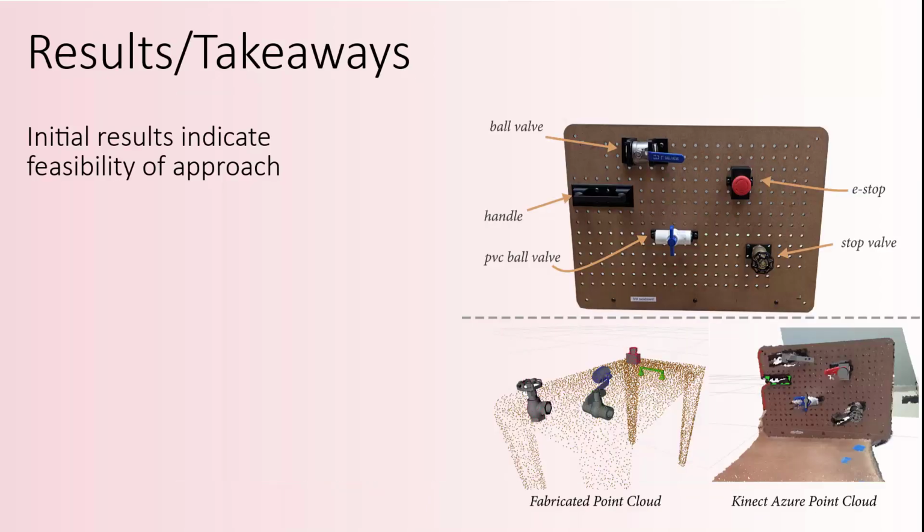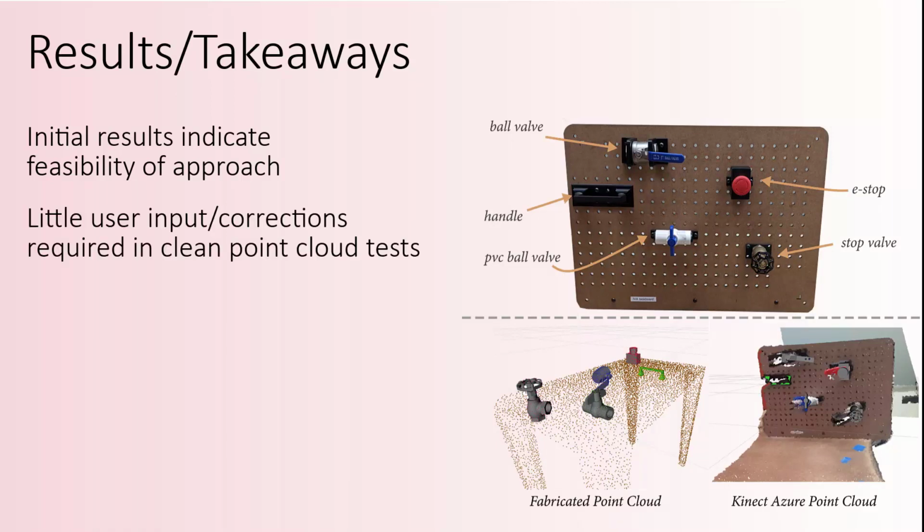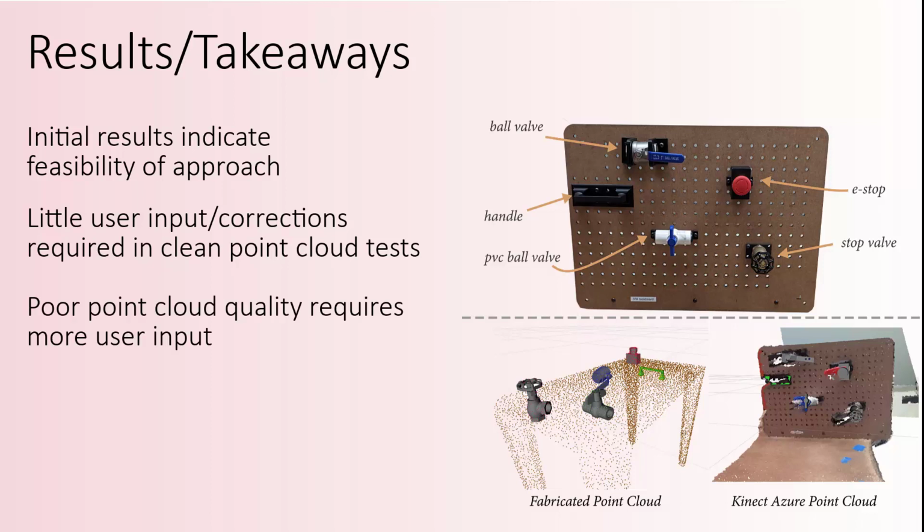Our preliminary results indicate the potential of our human-in-the-loop corrections approach. When testing the 5 objects in a fabricated point cloud, the system required 0 model changes and only 1 pose correction to the ball valve. The tests on the Kinect Azure point cloud underscore the importance of point cloud quality. We believe that continuing to improve the robustness of the system for expected image noise and skew will greatly improve the utility of the method.